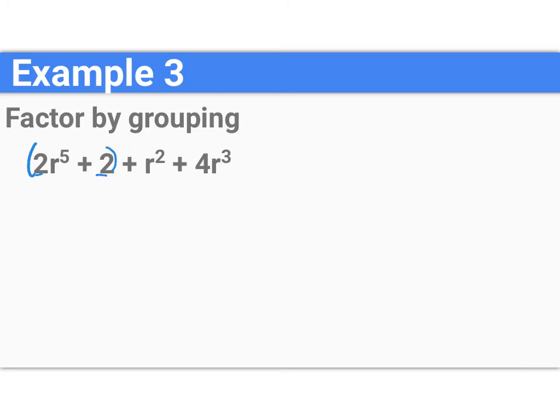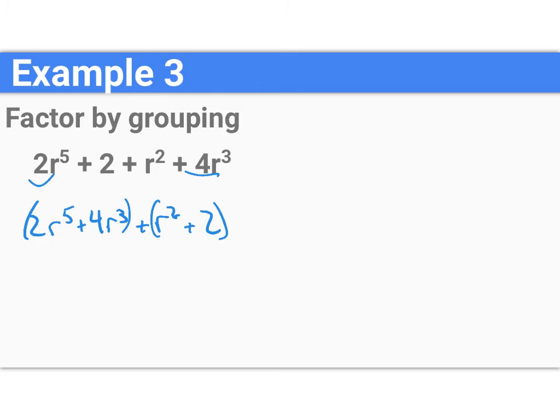What if we put, let me erase that just to get rid of that parentheses. What if we put the R to the 5th and the 4R together? All right, so let's see. 2R to the 5th plus 4R cubed plus R squared plus 2. Okay, now we're going to group these two terms together.